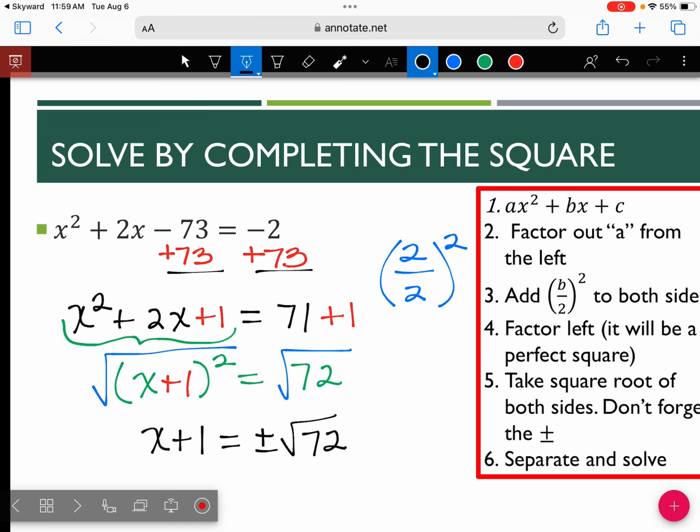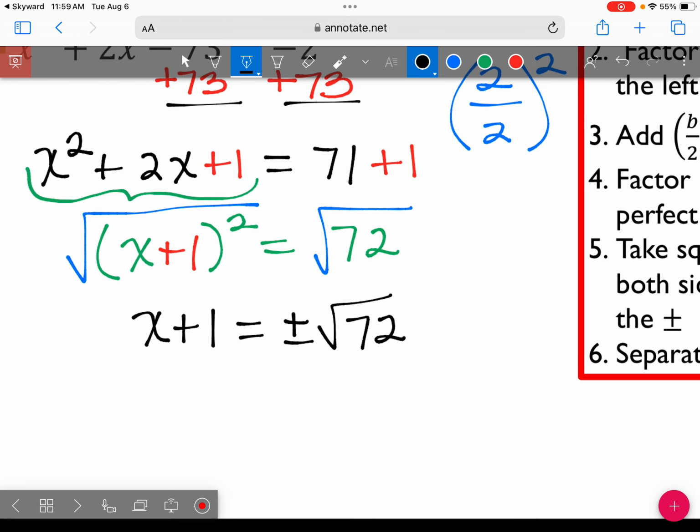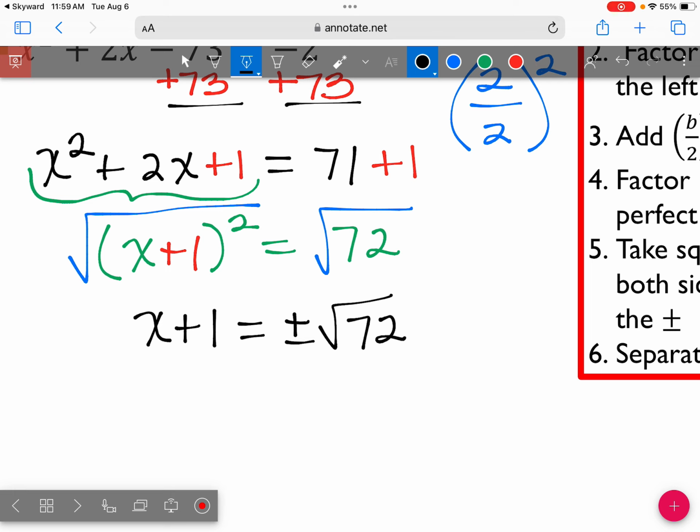Now, 72 can be simplified. It's not a perfect square, but it can be simplified. What's the perfect square that goes into 72? Bigger than 9. 10 isn't a perfect square. Hold on, let me look some perfect squares up here real quick.